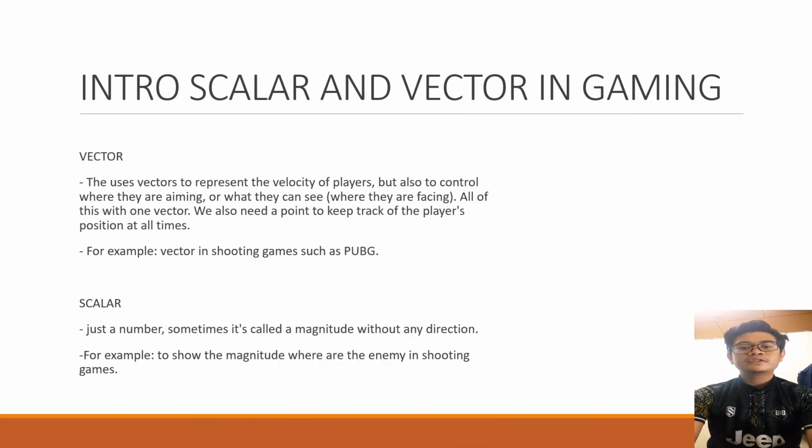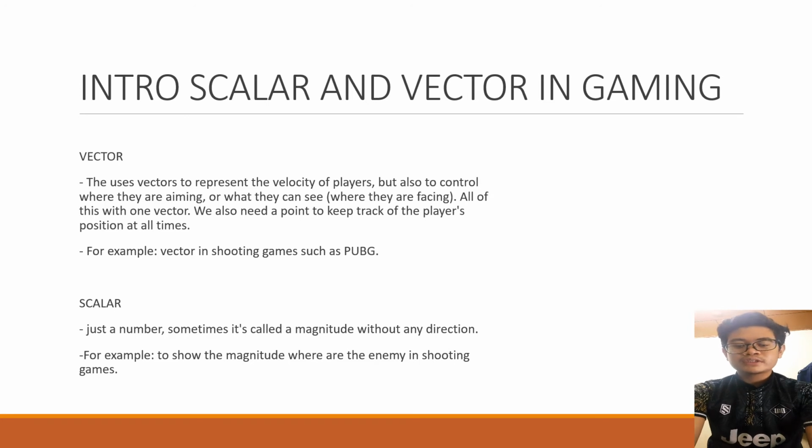Introduction for the uses of scalar and vector in gaming development. The use of vectors in gaming development is to represent the velocity of players, but also to control where they are aiming or what they can see, all of this with one vector. We also need a point to keep track of the player position at all times. For example, vector use in a shooting game such as PUBG.